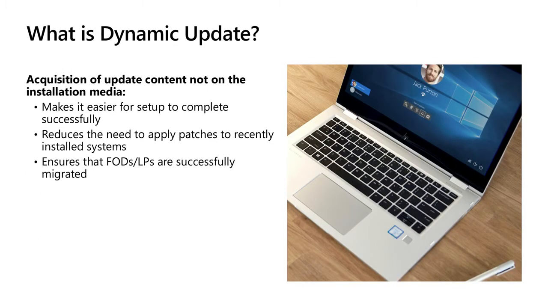So let's start with what is Dynamic Update. Dynamic Update really is the acquisition of update content or packages that are, generally speaking, not on the installation media. When I say the installation media, I mean media you might get from the VLSC site with the OS on it. It's got the sources folder, boot folder, setup.exe, and so on. This content that we acquire, we do it to make it easier for setup to complete successfully. It also reduces the need to patch on the other side of the feature update. And in addition, it acquires some content that is not on that media. These are features on demand, as well as language packs, and I'll talk a little bit more about that in a moment.